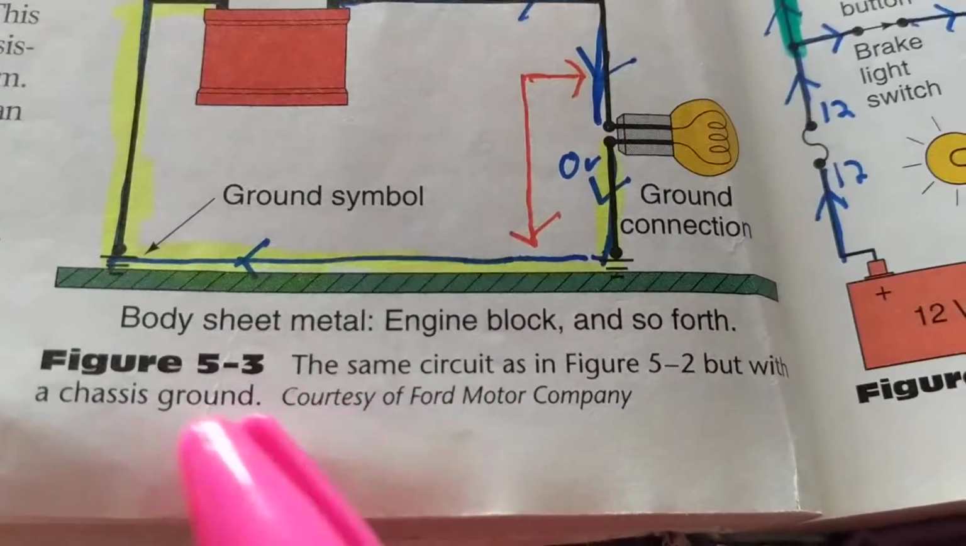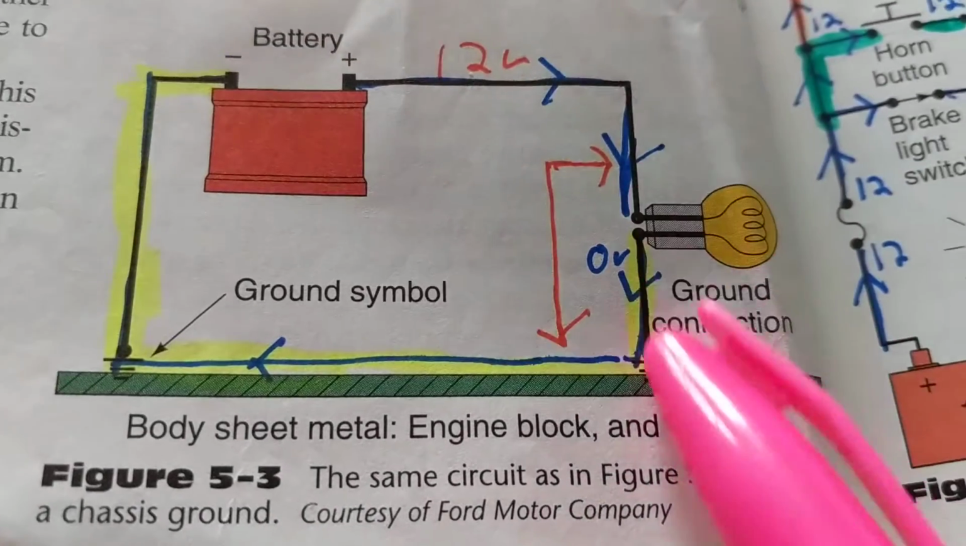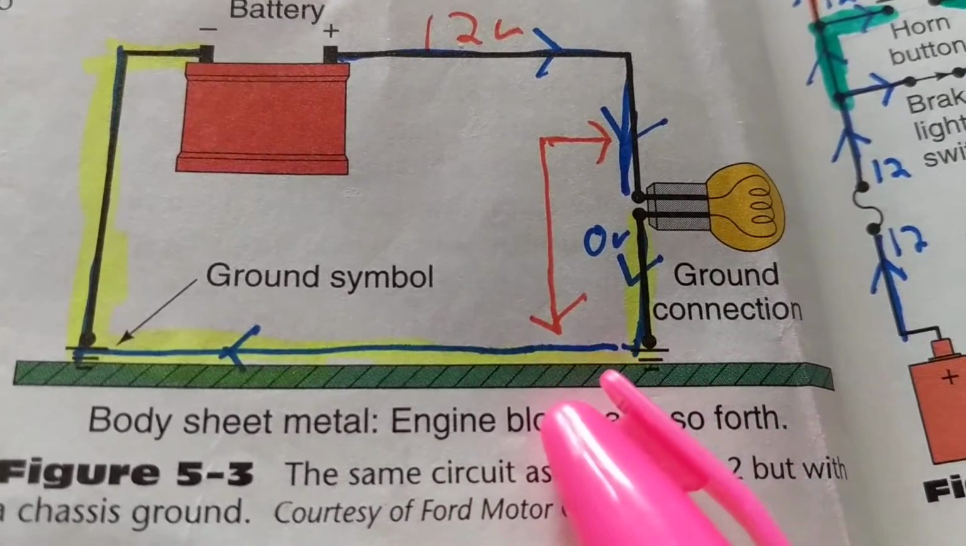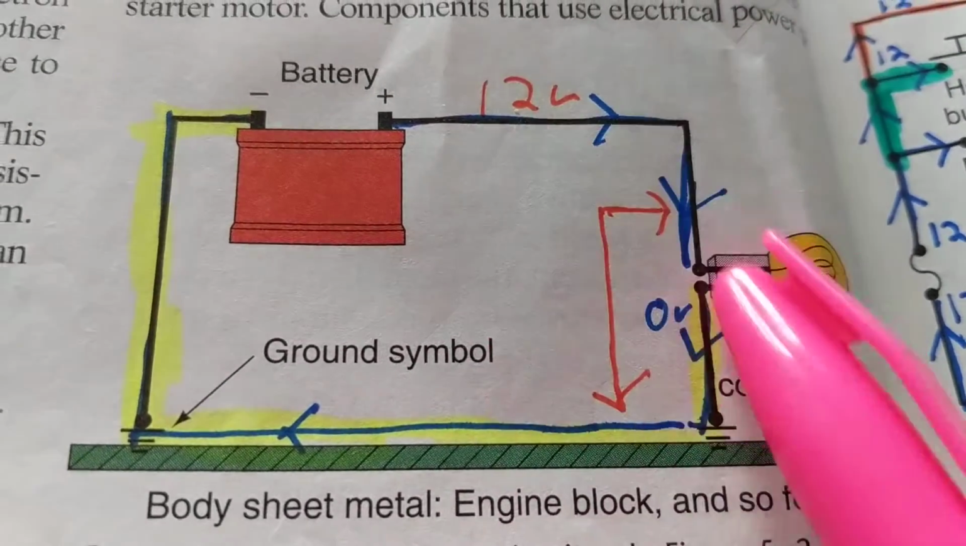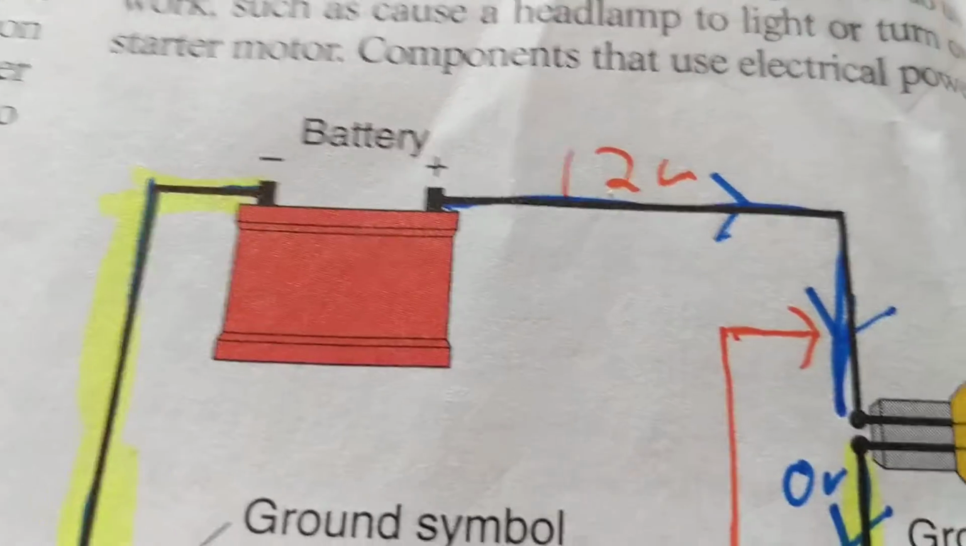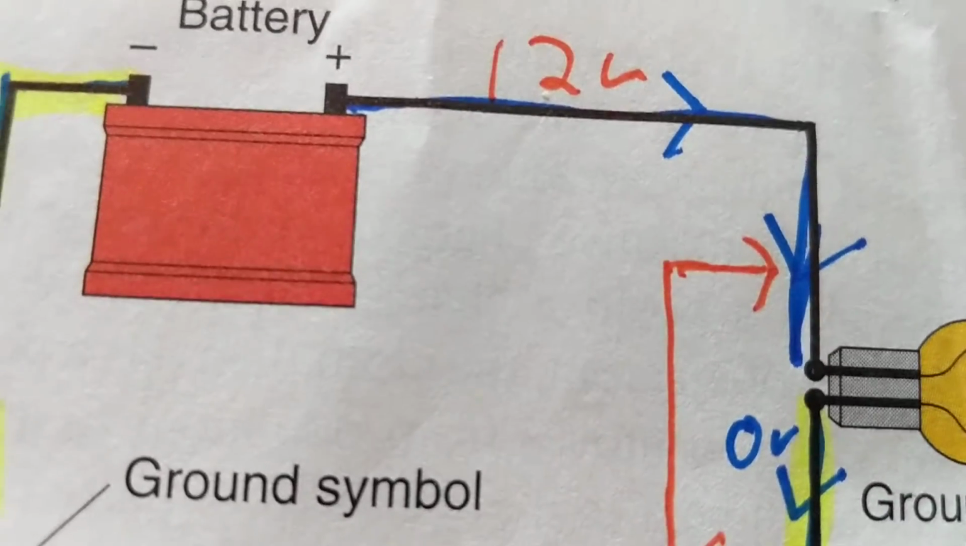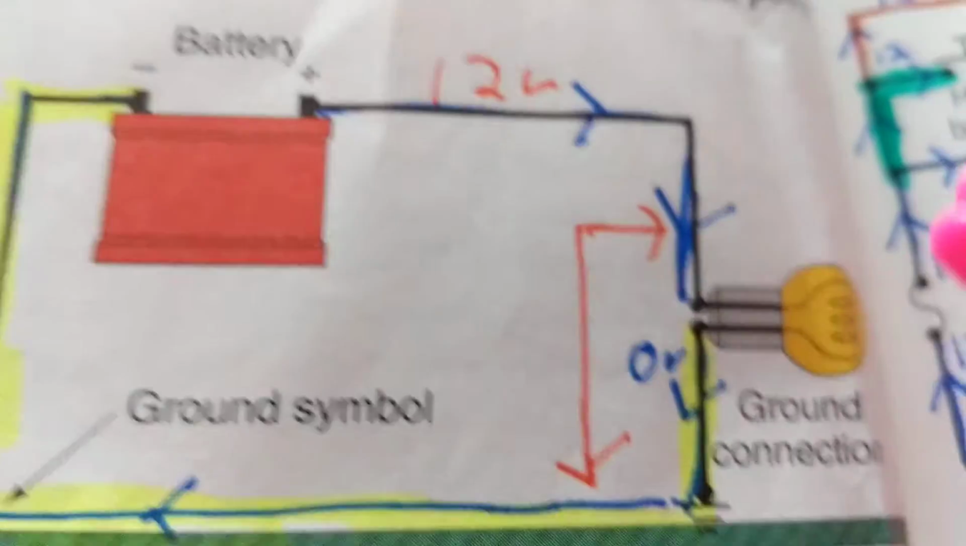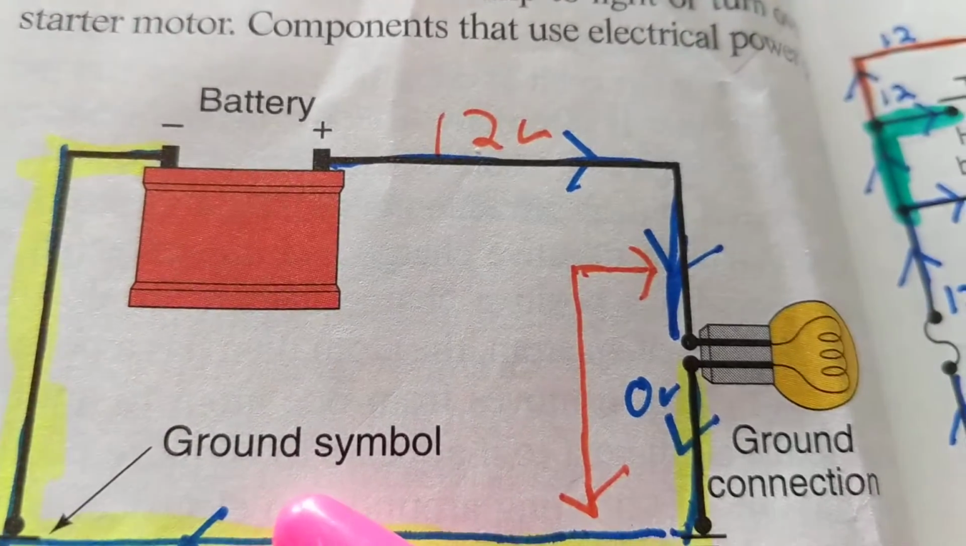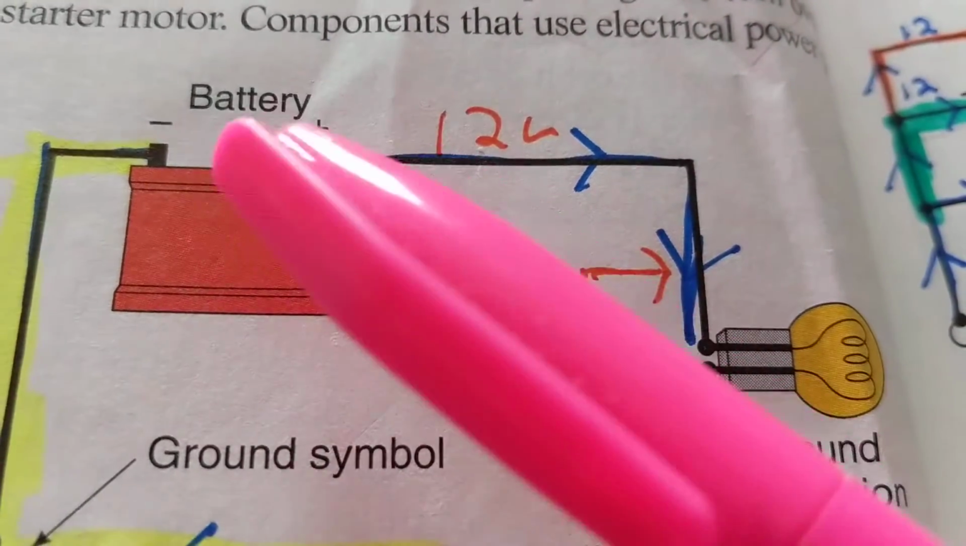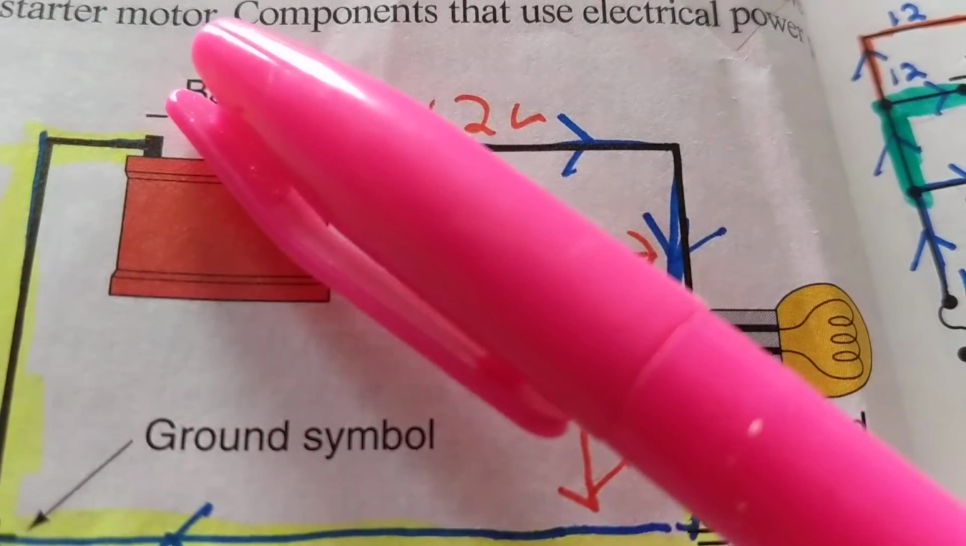Now, as you've seen before, body sheet metal. We took this and we changed it with the engine block. Does it make a difference? No. Electrons still say we have a path to ground, so they don't care. Same idea, same concept. Can't afford to have corrosion here, cannot afford to have corrosion here.